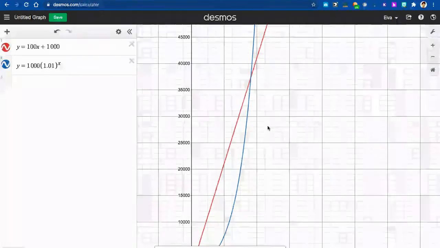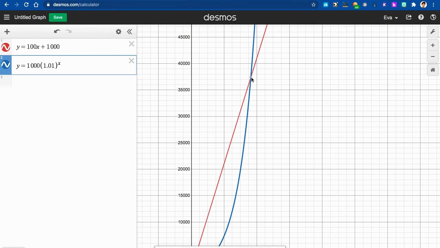Hold on. So if I zoom in and zoom out, you can see right here that this is where it crosses, which is at 363.9666 and 37,396.